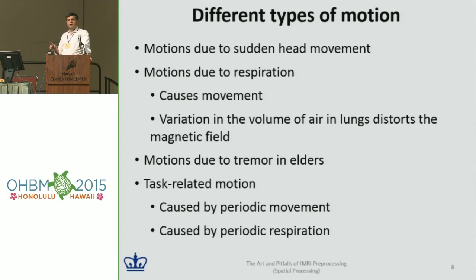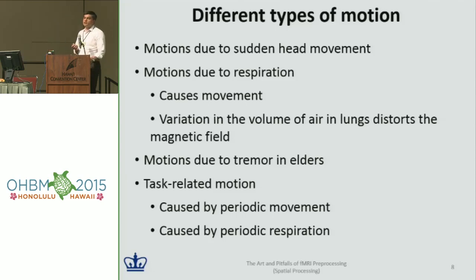Or sometimes they don't even move their head, they breathe. Every time they want to answer, they take a deep breath, and that's the motion. And the fact that it is correlated with your task means that if you regress it out linearly, as lots of people do, it's taking out all of your effect as well. So lots of type 1 error you can see in that problem. So these are the types of motion.